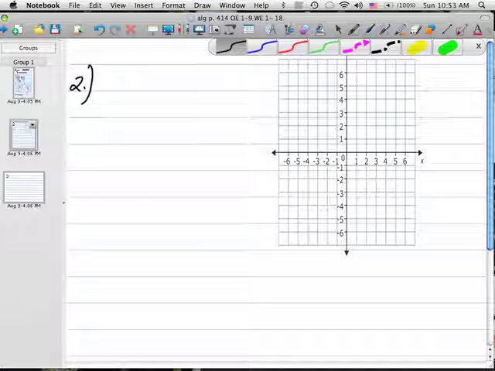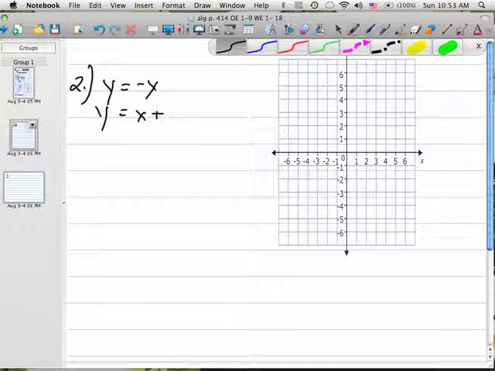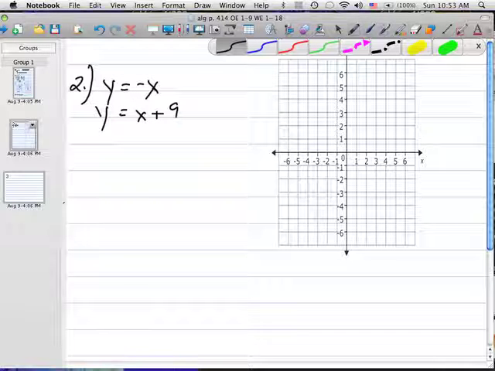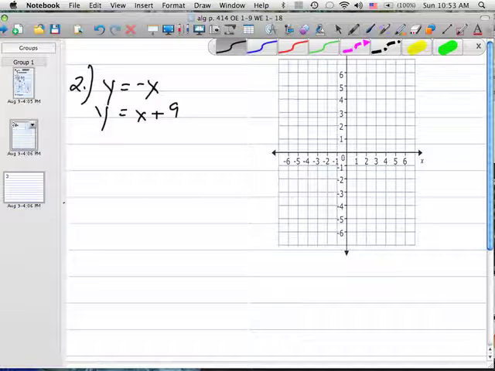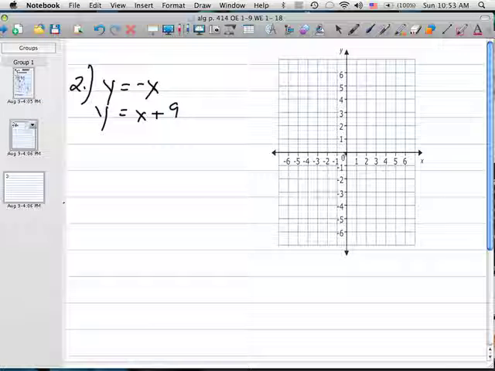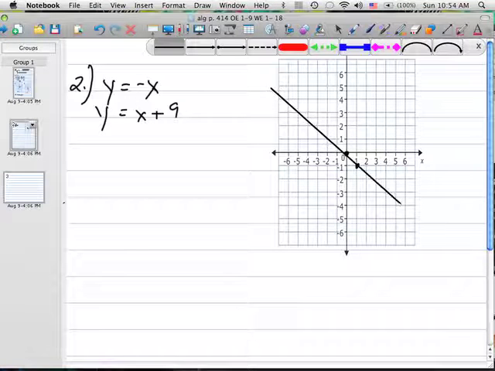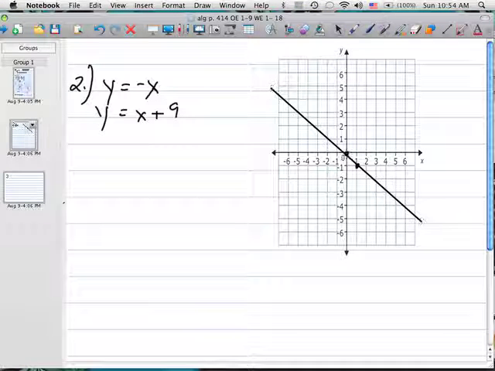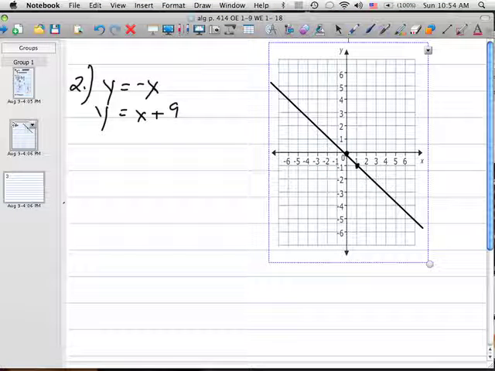So number 2, we have y equals negative x and y equals x plus 9. Now these are both in slope-intercept form, so we can go directly to our coordinate plane. And this one has an intercept of 0, 0. And its slope is negative 1, so it's down 1, right 1. And we connect that with a line. Make sure it goes right through the points.